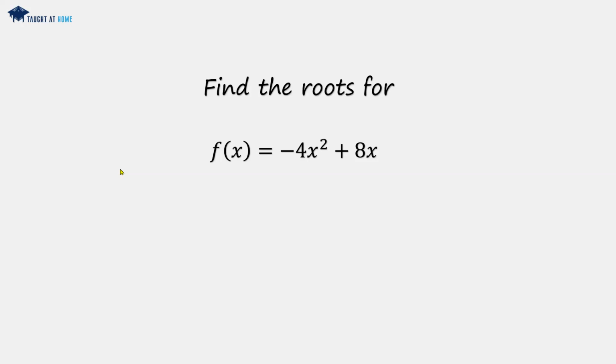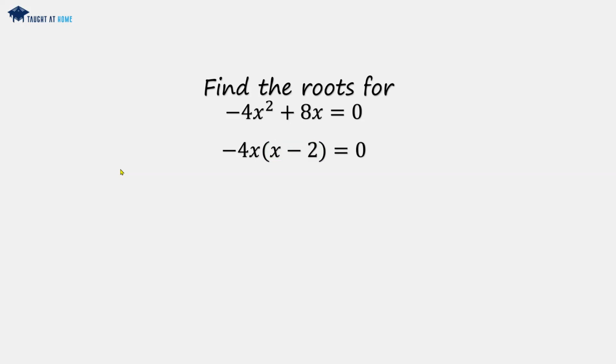So we're going to set f of x equal to 0 and we'll rearrange the equation. So we've got the 0 on the right hand side to make it easy for us. And now we're going to take our highest common factor here. In this case it would be minus 4x. And we're going to be left with x minus 2 in the brackets.